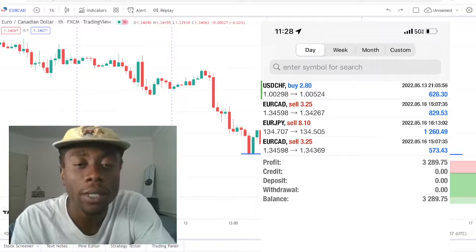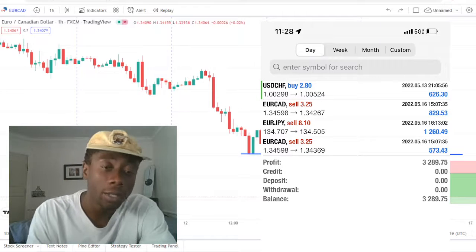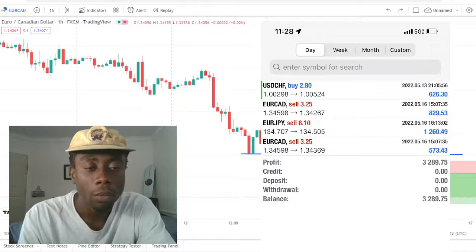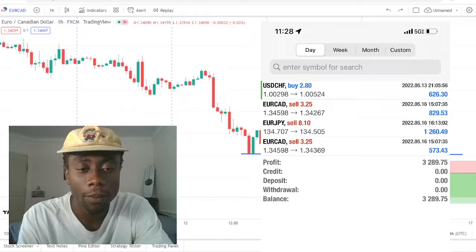So we're gonna go ahead and get into that and kind of get into why I took these trades. And then, yeah, that'll be that. So bear with me one moment while I clear up my screen.